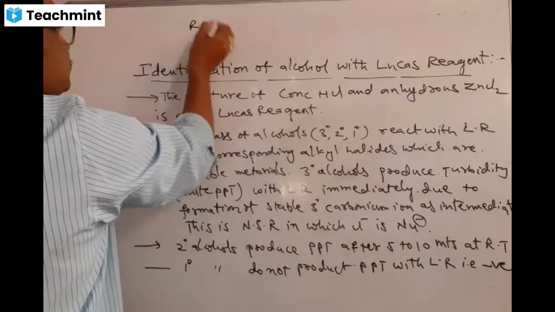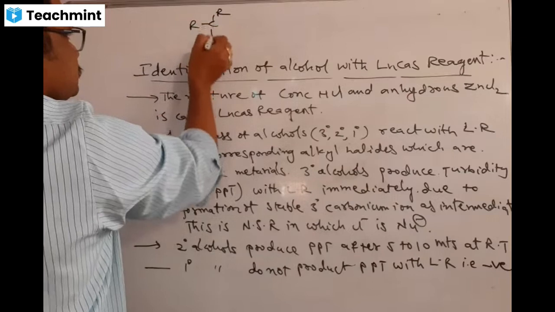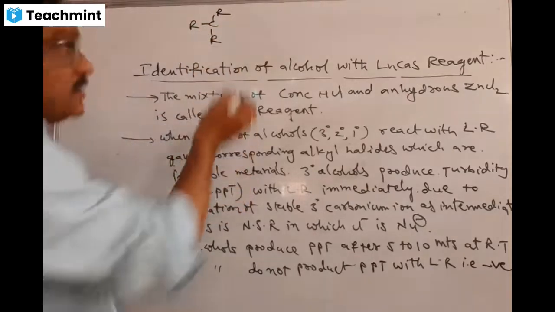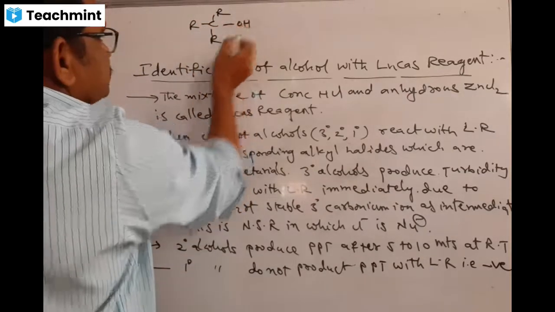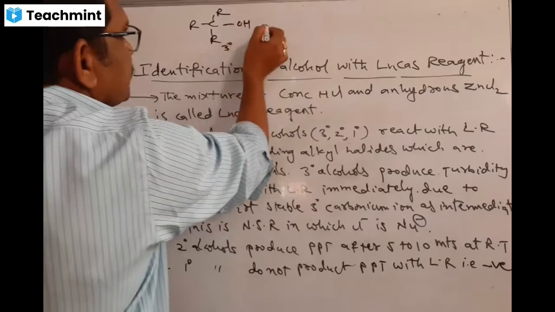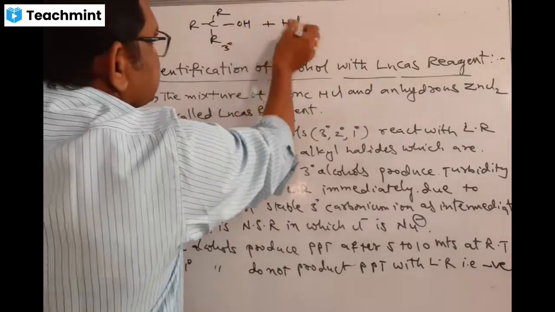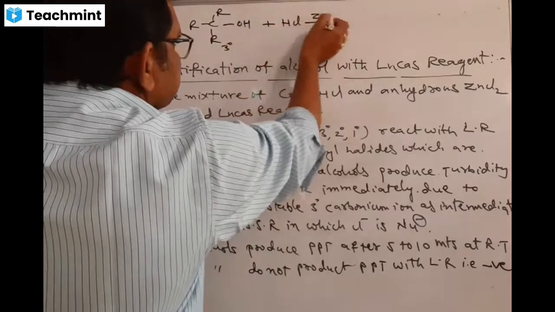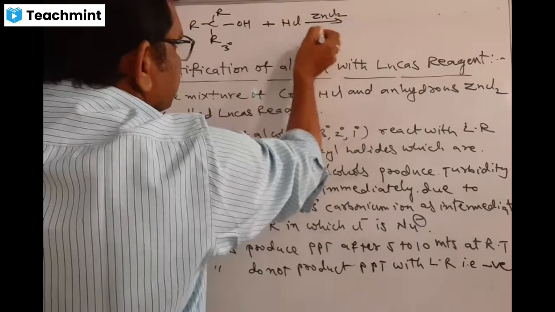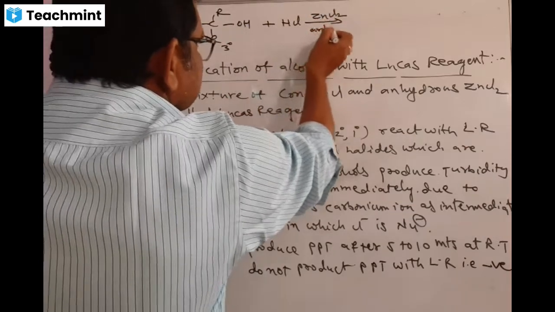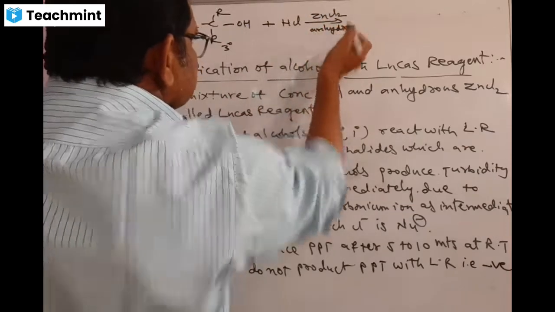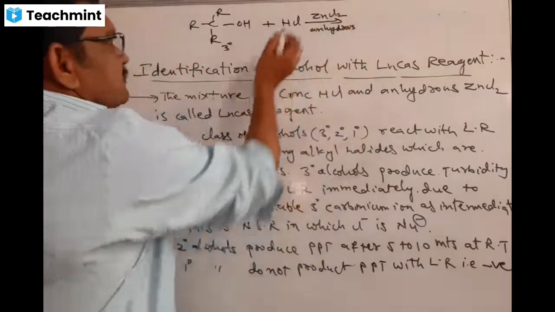Tertiary alcohols. This is a tertiary alcohol. The reagent is here, in the presence of anhydrous zinc chloride. Anhydrous means without water. Here, what happens?